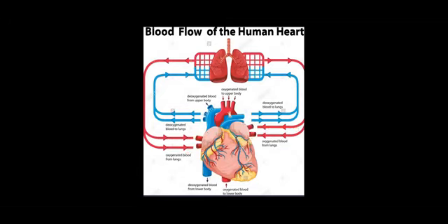Okay, from the left atrium, blood enters the left ventricle. As the left ventricle contracts, the blood enters the aorta. See, this is the aorta, which is the biggest artery in our body. Okay, aorta. And this aorta then transports oxygenated blood.